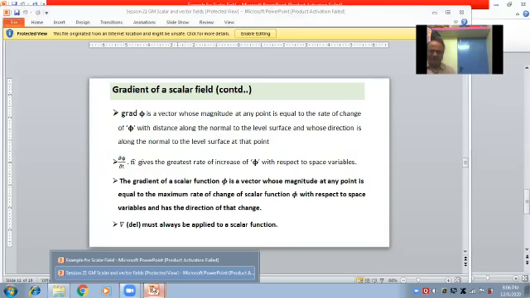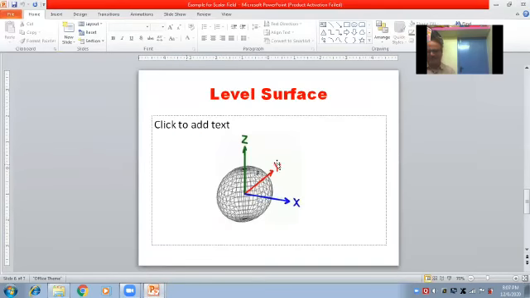Again, I am referring to this diagram. So it is a level surface, and this grad phi along the x-axis is normal to the surface of the sphere. So it is the gradient of the scalar field in the x direction. Similarly, the y-axis is also normal to the surface of the sphere, so it is the y component of that gradient. Similarly, the z-axis is also normal to the surface of the sphere, so that is also the gradient of the scalar field.